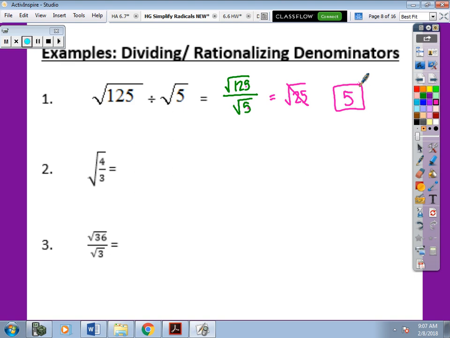Now the next one. We have a big fraction underneath. Do I know what 4 divided by 3 is evenly? No. So at this point, what you want to do is you actually want to split this up into the square root of 4 over the square root of 3.